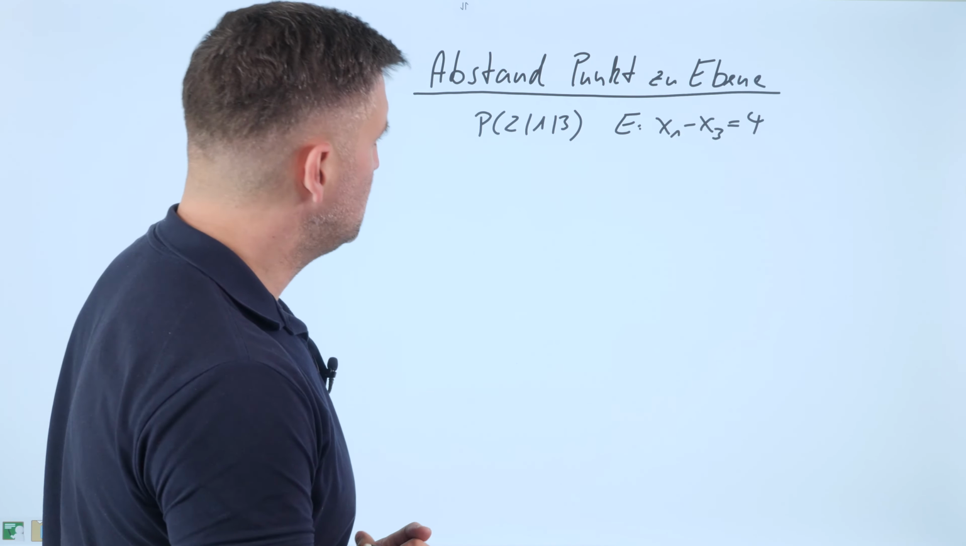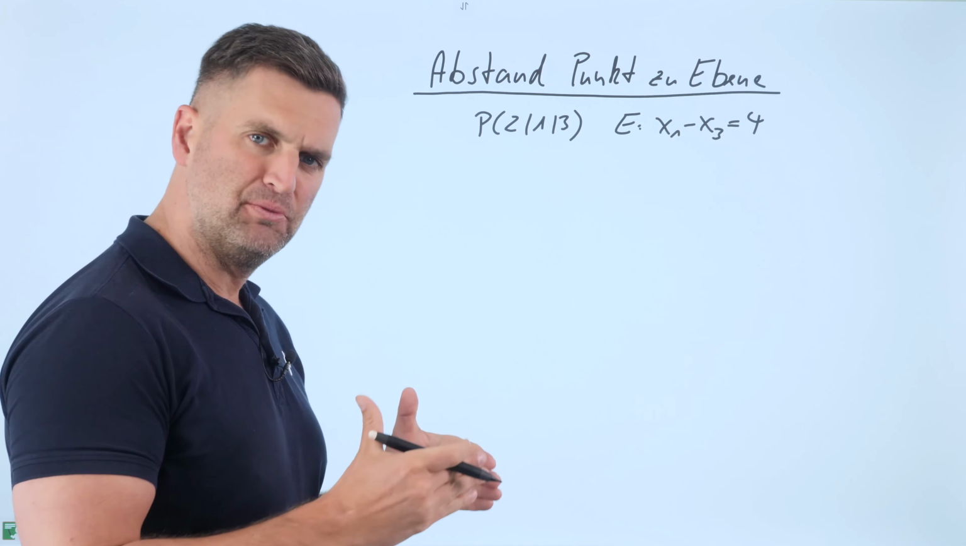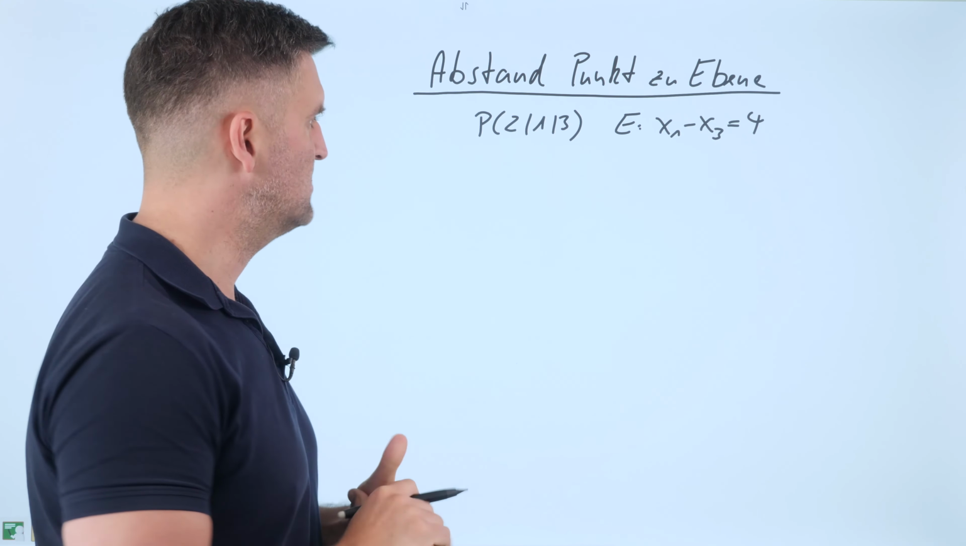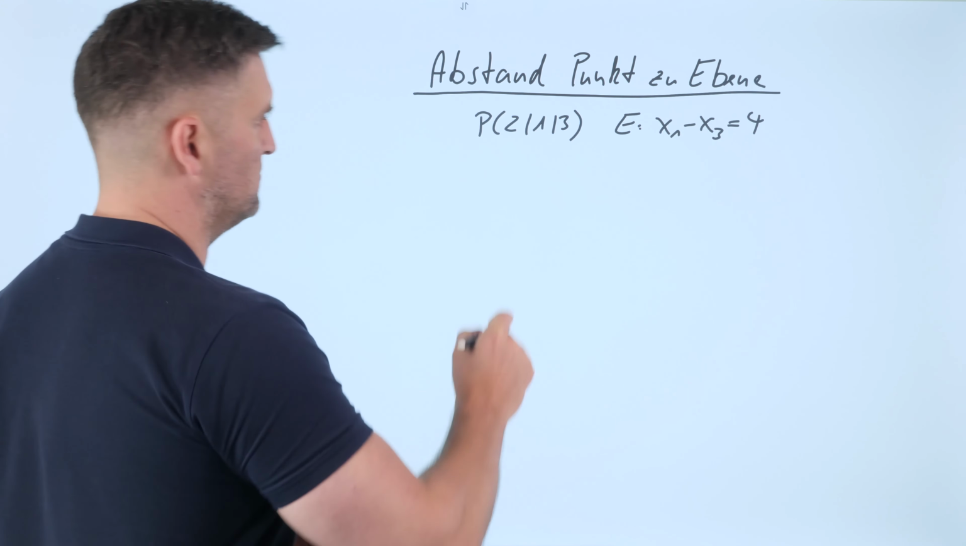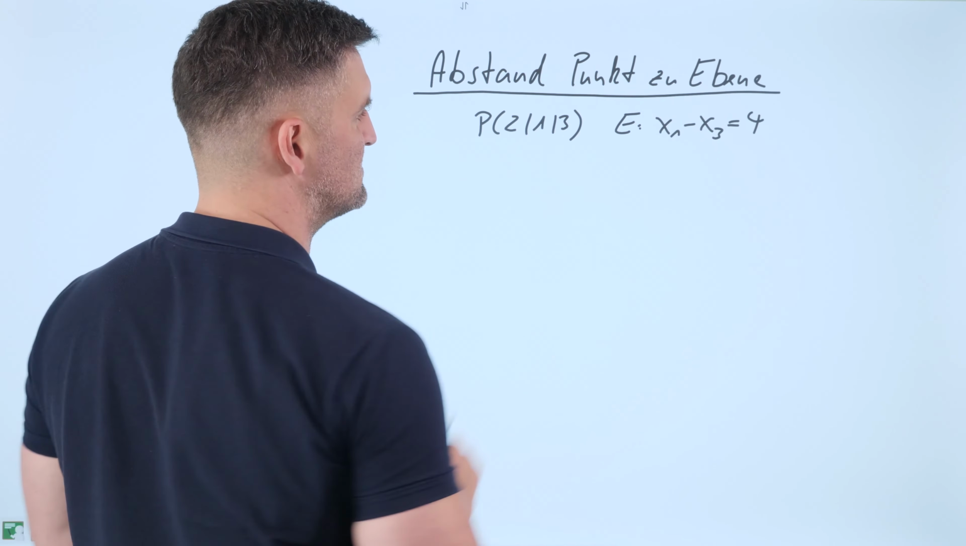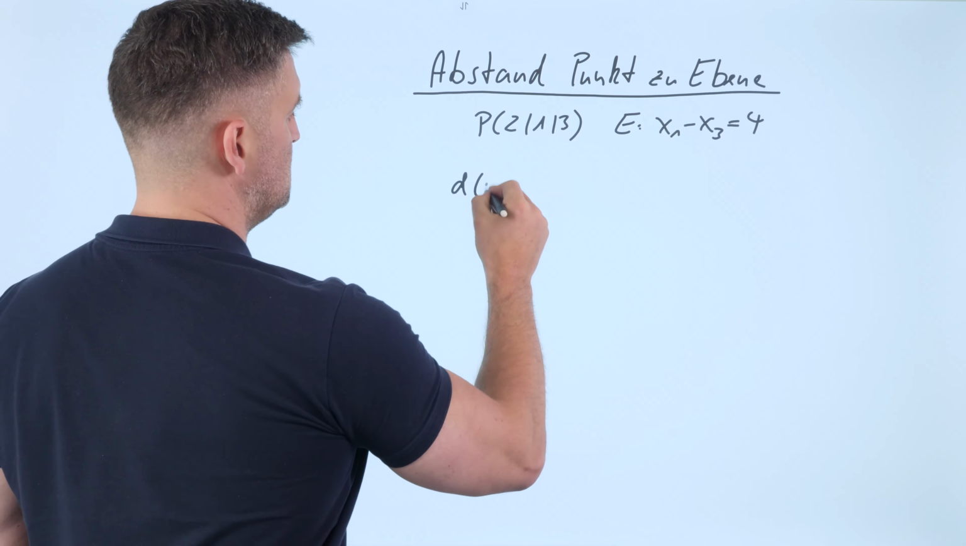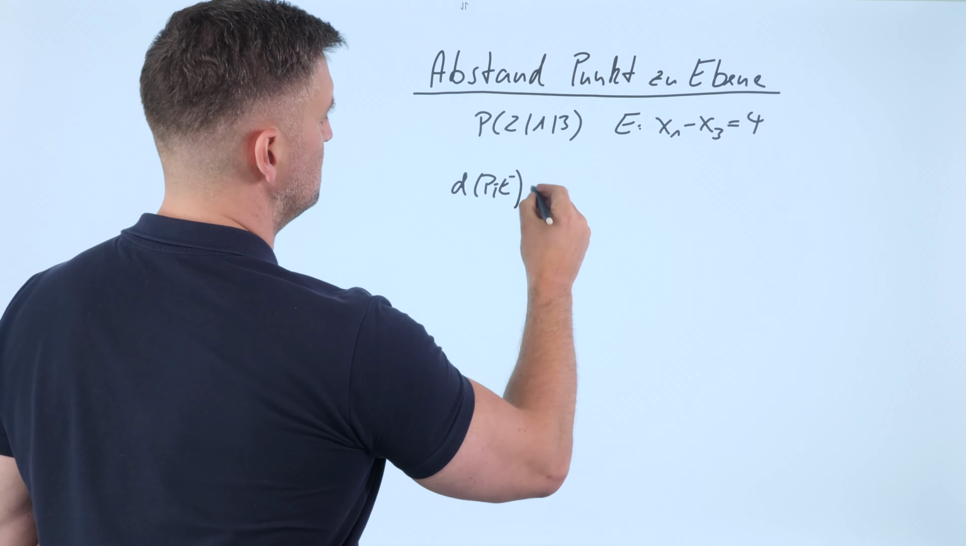Determine the distance from a point to a plane, this time using a formula and not the perpendicular foot method. I also have this in the playlist on distance problems in case you want to check it out again. You have the point P, and the plane is given in coordinate form. The distance formula D from P to E is as follows.